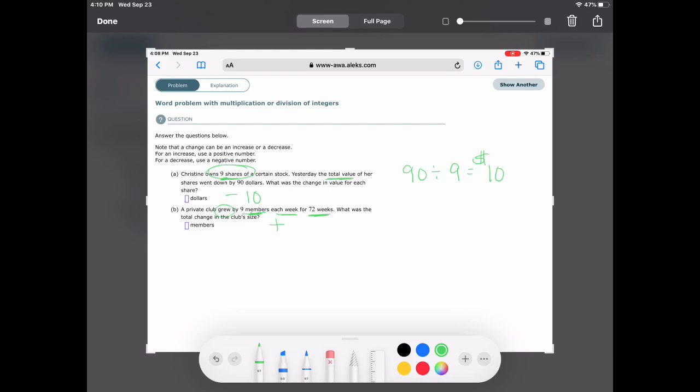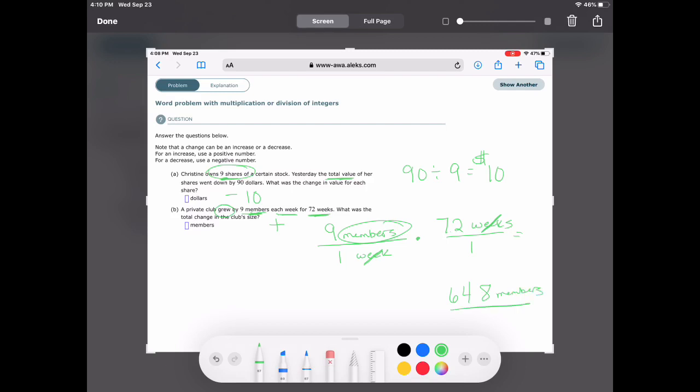So we're going to have 9 members per 1 week times 72 weeks. I like to think of this as over a 1, and then we're going to cross cancel the weeks and multiply 9 times 72, which equals, let's see, 18 and 63, 64, 648 members.